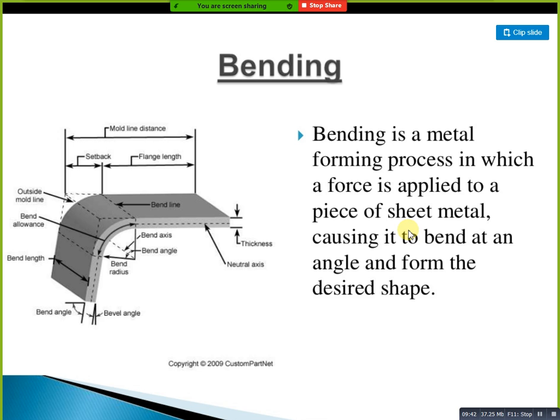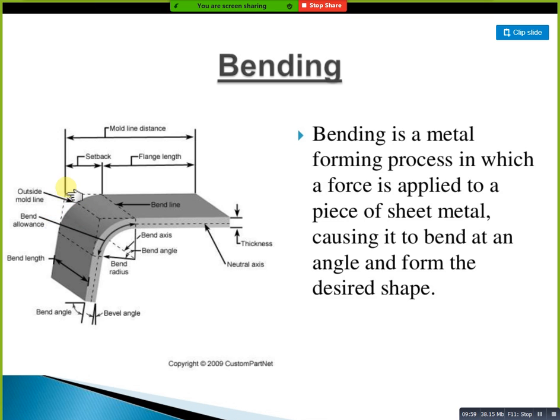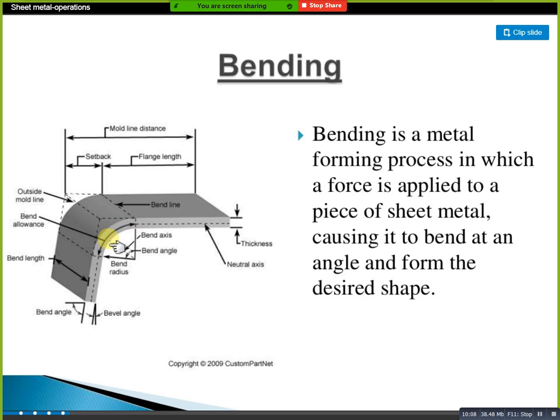When our item is bent, you can see the flange length, from here to here. Setback means from here to here. This is our setback, and this one we consider the outside mold line. When you have a flat end, your sheet gives a line here, but once we form the bend, this particular radius is the bend allowance. This one is the bend axis, and this one is the bend angle. If you have 90 degrees or 85 or 70, that angle is the bend angle. And the bend radius, this one, the bend allowance.